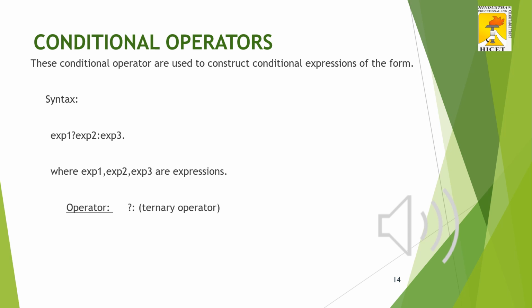Next is the conditional operators. These conditional operators are used to construct conditional expressions of the form: see the syntax: expression 1, then ternary operation, then expression 2, then colon, expression 3. Where the expression 1, 2, 3 are expressions. exp1, exp2, exp3 are called as expressions. This question mark colon is the ternary operator. To use the conditional evaluations, we use these conditional operators.